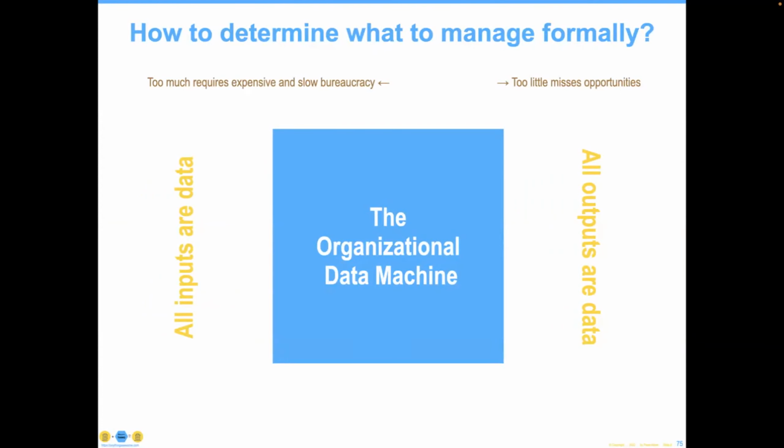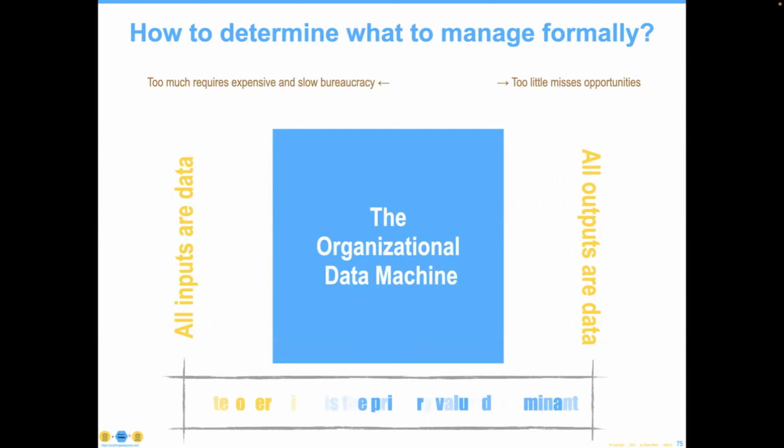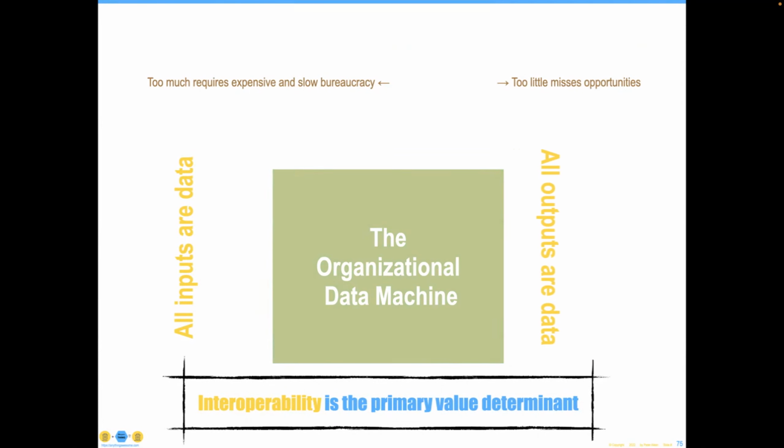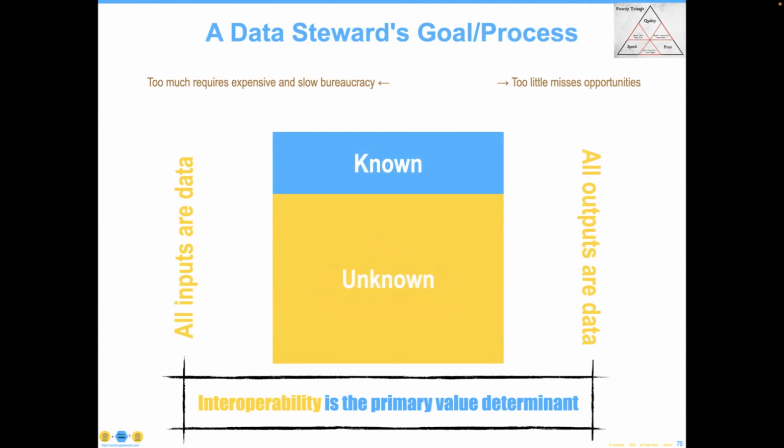If they apply too much governance, it will become too expensive and it will run slowly. If they apply too little, they will miss opportunities. Interoperability is where you determine the value that helps you to understand where that specific piece should come from. So keep that in mind for a second here, because unfortunately what happens with most groups is that when we have this idea of what we've got, we really don't know what we don't know.